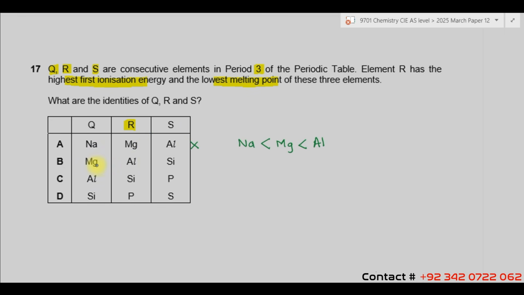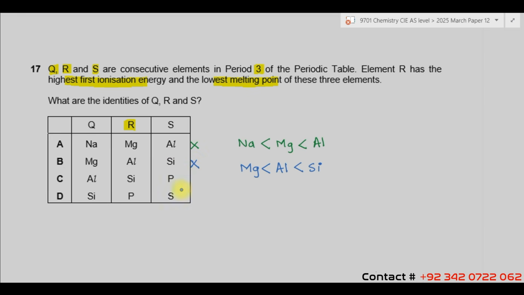In the second one, we have magnesium, which has 2 electrons in the outermost shell. Then aluminum has greater melting point. And silicon has giant covalent structure, so it has the highest melting point of the whole period 3 elements. So aluminum melting point is not lowest. This is also incorrect.